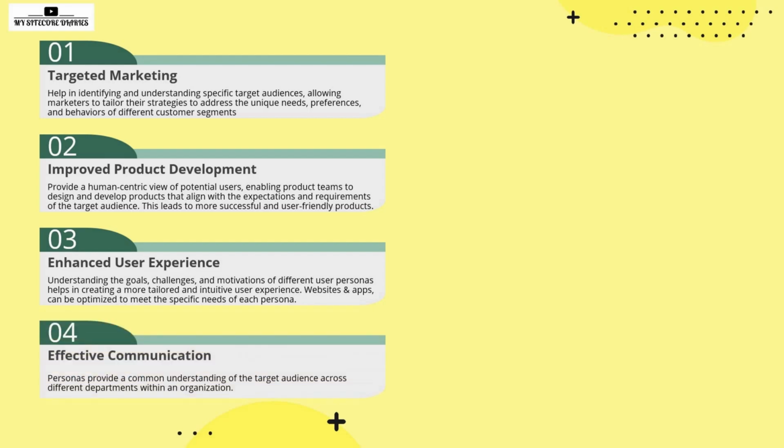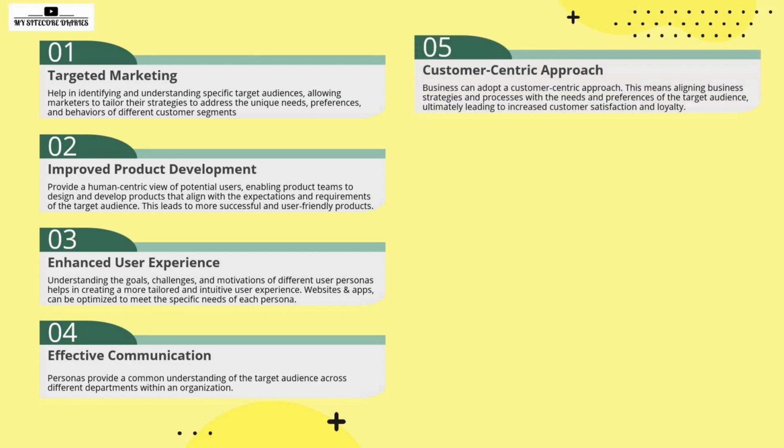Fourth, effective communication. Personas provide a common understanding of the target audience across the different departments within an organization. The organization can have many departments. So if you define your personas, all your departments will have a guideline on what kind of user you have. So all will be on the same page. So, effective communication.